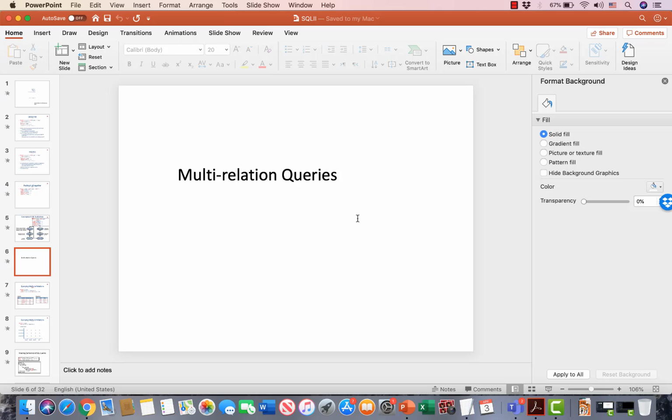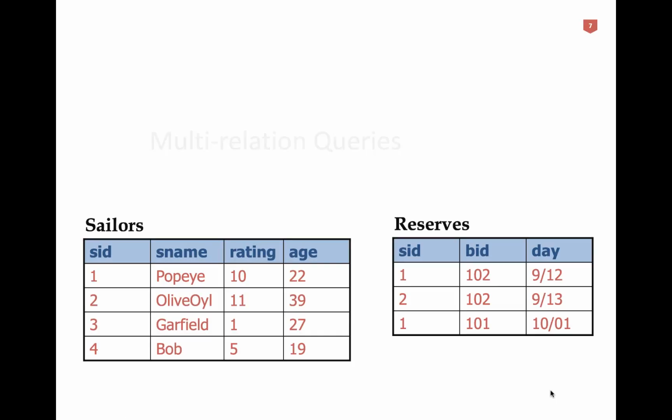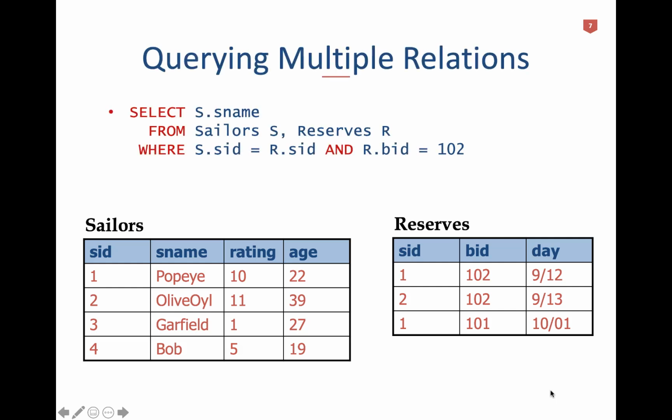Today we will start with multi-relation queries. Let me put it in slideshow mode. In multi-relation queries, we have queries on more than one relation. Last time the concentration was on single table queries. Today we have select s.sname from, and we have two tables here.